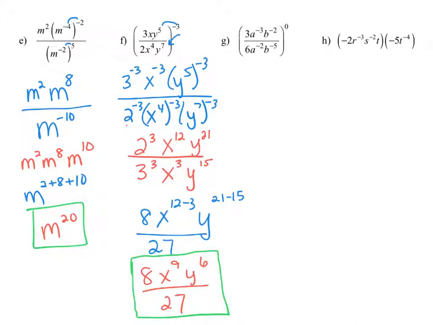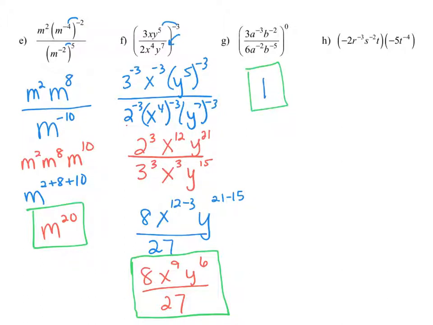In example G, we have this entire quantity of 3a to the negative 3rd b to the negative 2 divided by 6a to the negative 2 b to the negative 5. The entire quantity is raised to the 0 power. And we learned in the previous section that any number or expression raised to the 0 power is going to equal 1. So by that property, our final answer is 1.